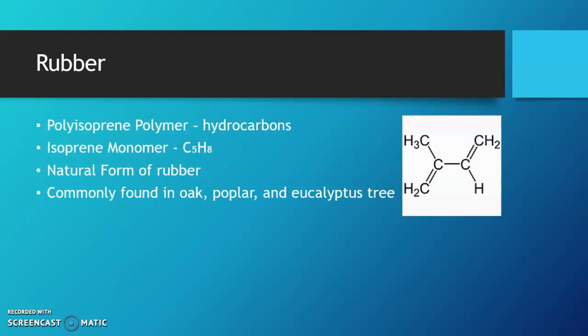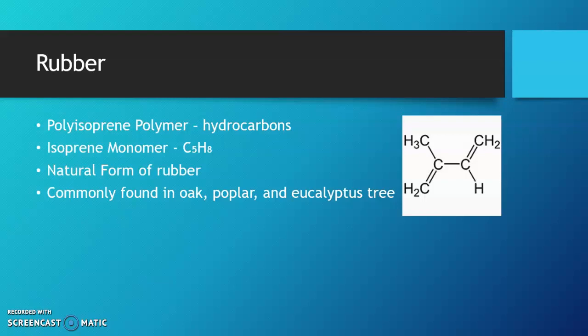So the vulcanization process starts with rubber. Natural rubber is made from the polyisoprene polymer, which is a hydrocarbon, and it's a chain of isoprene monomers, and the chemical formula for that is C5H8. The molecular structure can be seen in the graphic on the right.